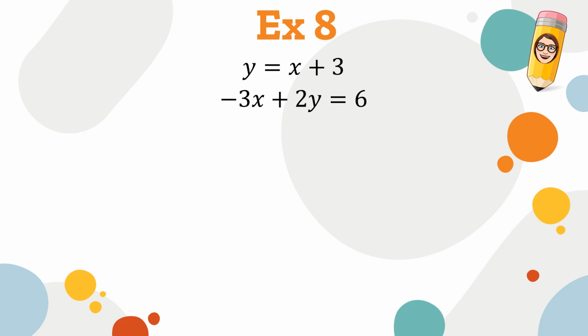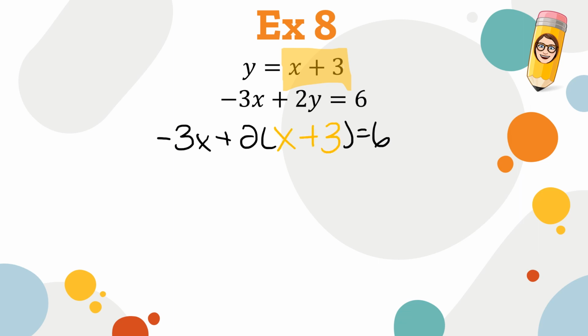All right, example 8. Which letter is by itself? All right, that y is by itself, so I'm going to box the expression, and that needs to go in for y in the other equation. So I'm going to rewrite the other equation, but where there's a y, I'm going to put a gap. Okay, where there's a gap or a parenthesis, I'm going to write x plus 3. See how I replace the y? All right, that's the new stuff.